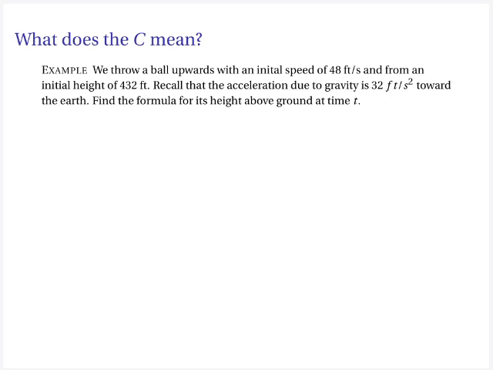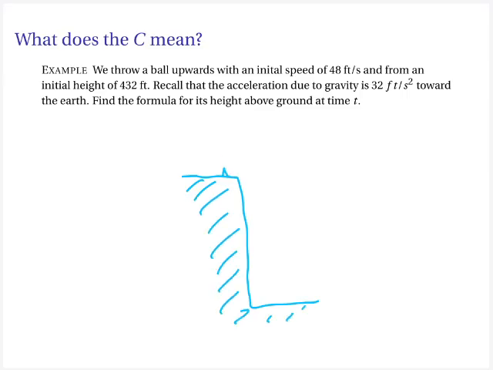So I want to focus for just 10 seconds, before we get too far from introducing C, on how a person can interpret what it means. So I have a physics problem. We throw a ball upwards with an initial velocity of 48 feet per second from an initial height of 432 feet. So here I am on the top of a cliff, 432 feet in the air, and I throw a ball upwards, and of course eventually it will come down.